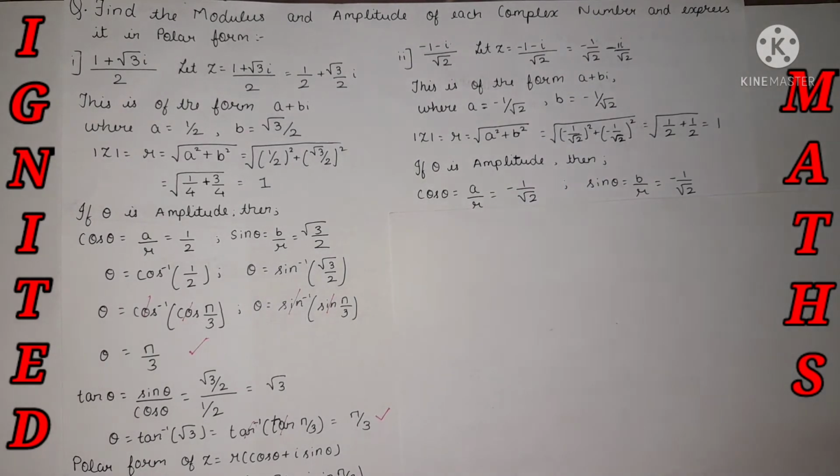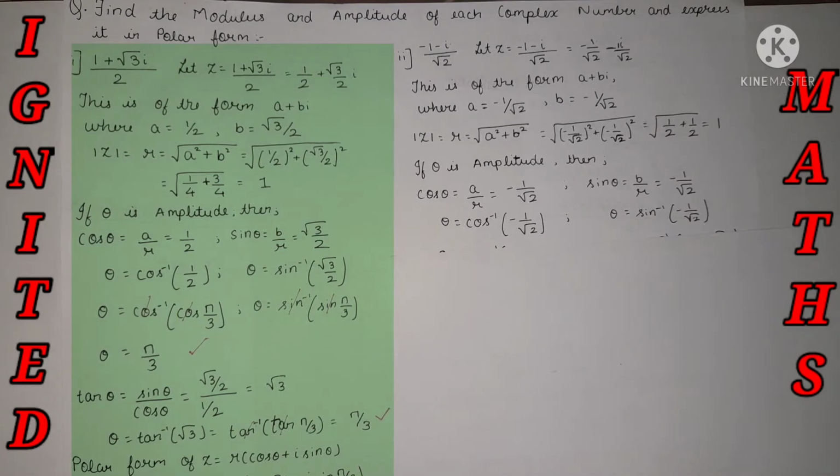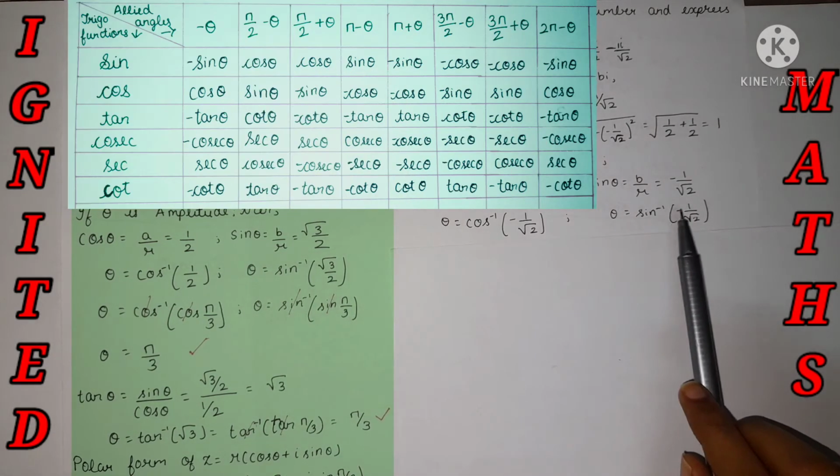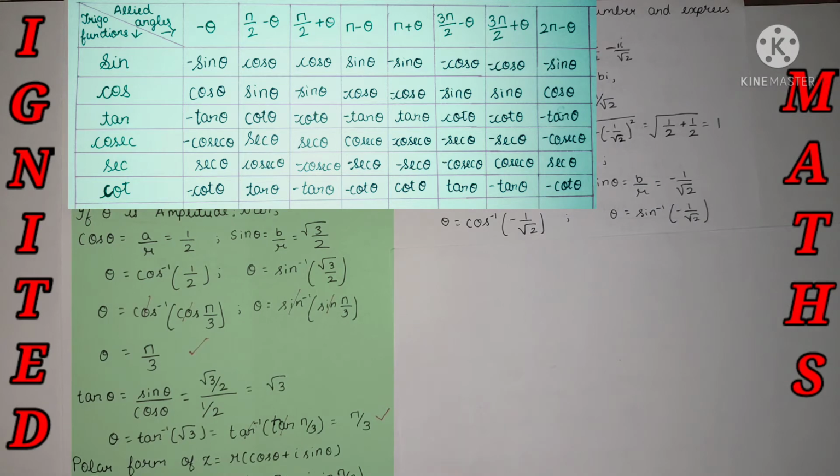Now the finding method is theta is equal to cos inverse of minus 1 by root 2, and theta is equal to sin inverse of minus 1 by root 2. Now 1 by root 2 is nothing but the cos pi by 4 and sin pi by 4 value, but with the minus term: minus cos pi by 4 will come over here, and over here minus sin pi by 4.